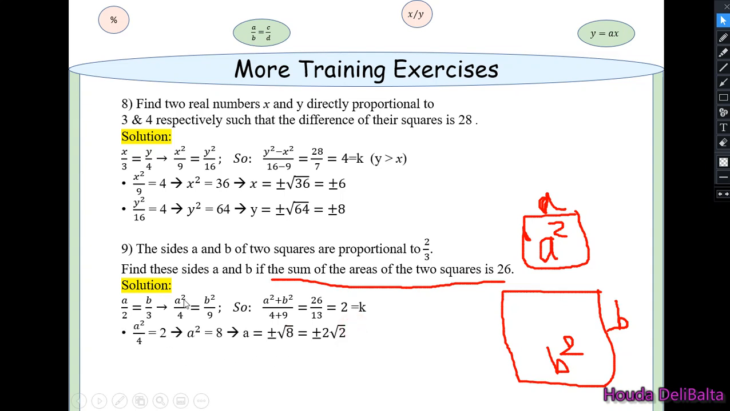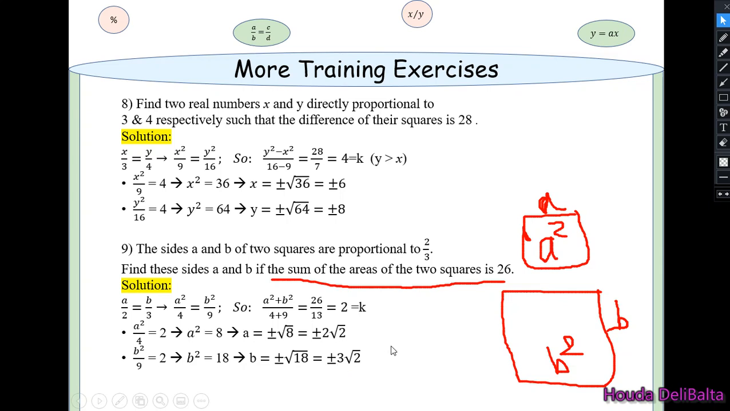A squared over 4, I take the squared one. Of course, I should take the squared one. A squared over 4 is equal to this k, which is 2, cross multiplication. Then a squared is 8. So a is plus or minus radical 8, as we did here and here, to get rid of the square. Then plus or minus radical 8 gives plus or minus 2 radical 2. Similarly for b squared over 9 equals 2, then b squared equals 9 times 2, which is 18. So b is plus or minus radical of 18, which is plus or minus 3 radical 2.